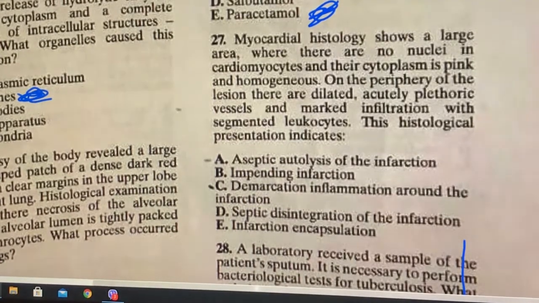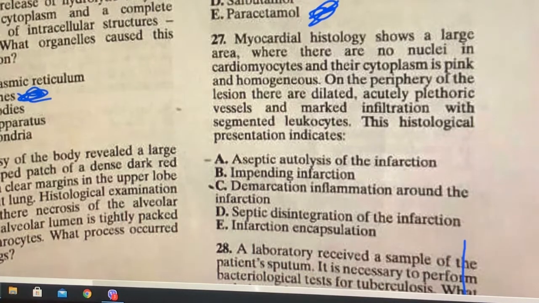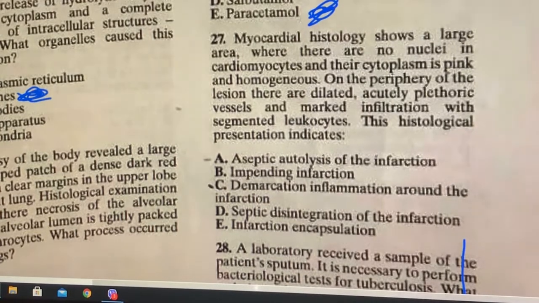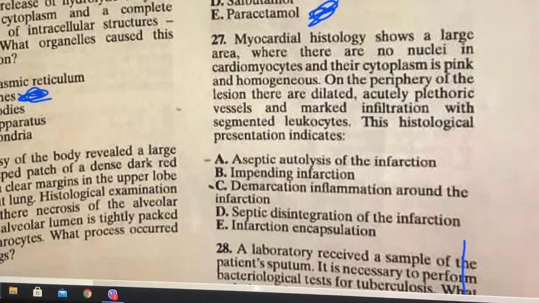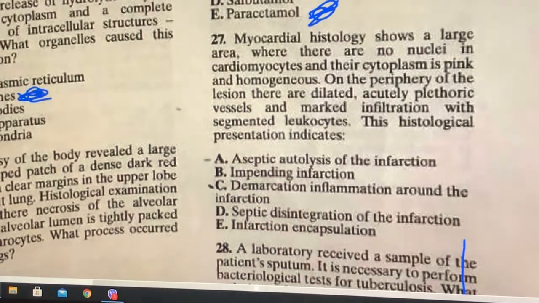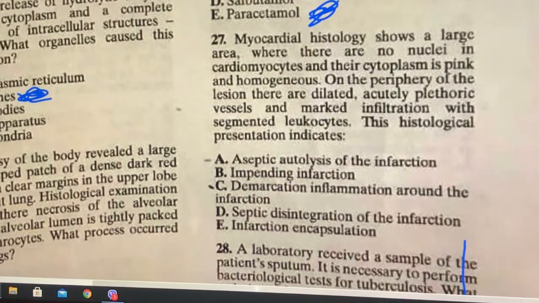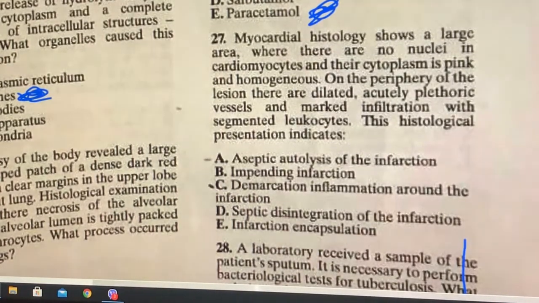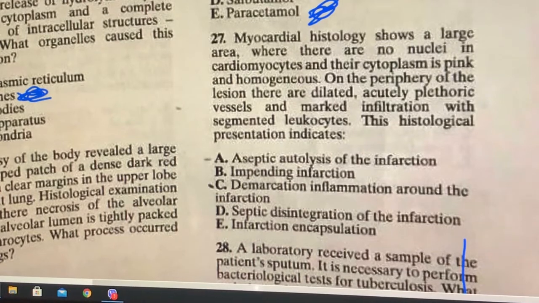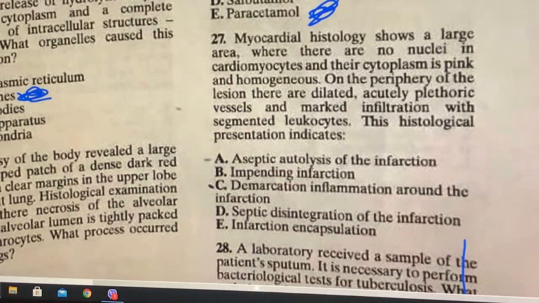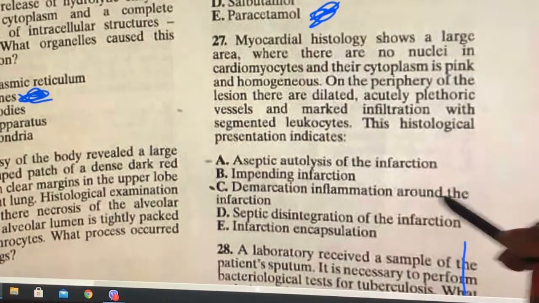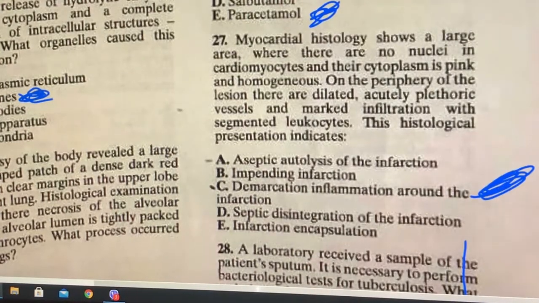A large area with no nuclei in the cardiomyocytes, cytoplasm pink and homogeneous. Periphery, guys, okay? Main focus on the periphery of the lesion, where vessels are dilated, acutely plethoric, with marked infiltration with segmented leukocytes. Demarcation inflammation around the infarction, okay? No nuclei in the cardiomyocytes and the cytoplasm is pink. There you can see because of infarction. Then on the periphery it's like this. So this caused demarcation. So the answer is C, that is demarcation inflammation around the infarction.